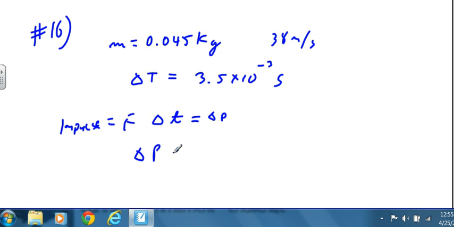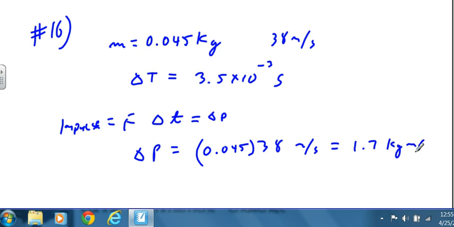So my change in momentum: I was at 0, and now I'm at 0.045 times 38 meters per second. And I end up with 0.045 times 38, 1.71, 1.7 kilograms meters per second. That would be my impulse. Okay, all right, good enough.